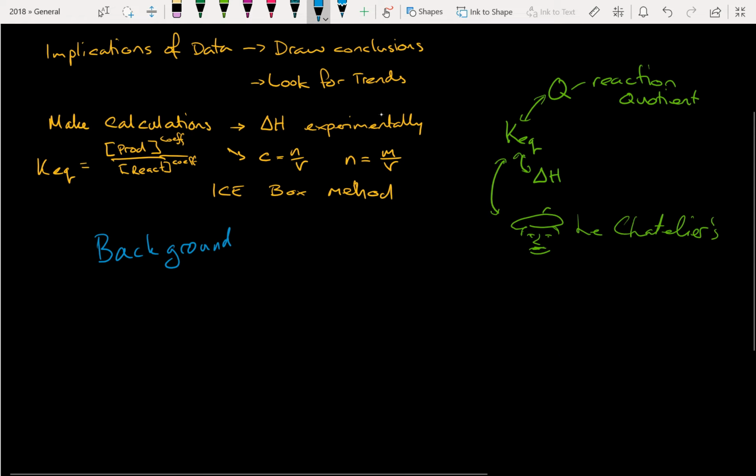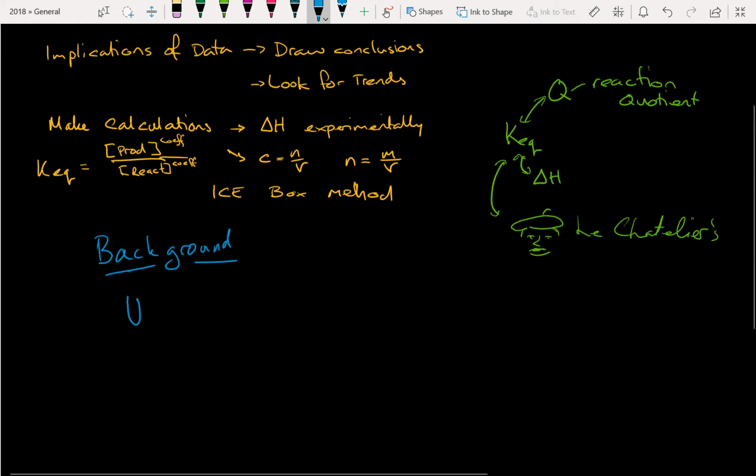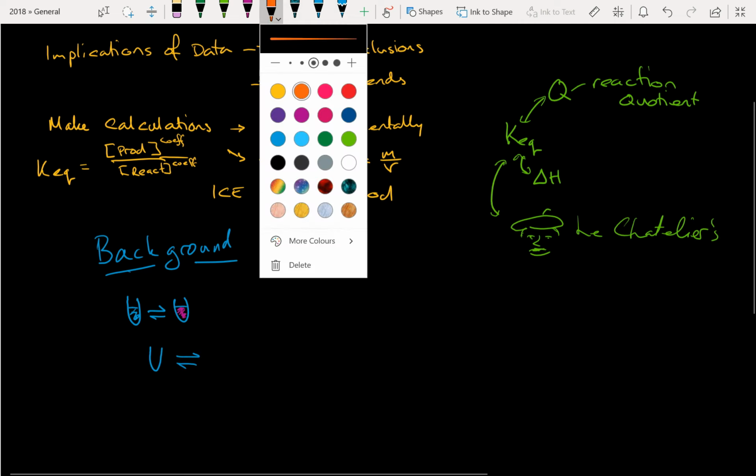So where does KEQ go? It goes off to reaction quotient. It knows about enthalpy. It knows about Le Chatelier's. If you can draw the links between these ideas backwards and forwards, what's some solid background knowledge?